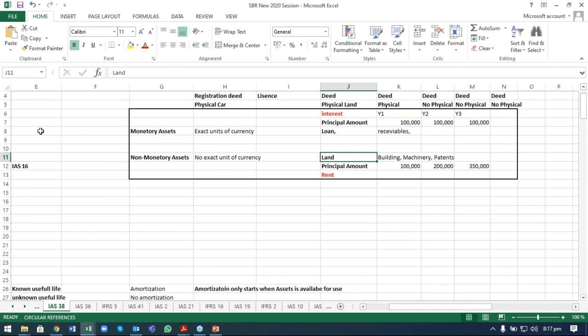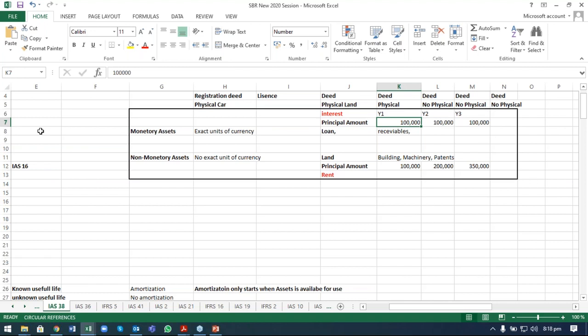To make it understood, most of the students told me, Amjad, if we have a loan, then the value of the loan would change with the interest amount. I would say yes, I agree, the loan value would change with the interest you charge. But consider that we have purchased a land for 100,000 and we have acquired a loan of 100,000. Both of these two things are the same.